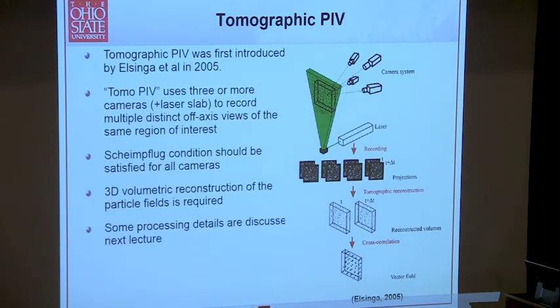Once you have the volumetric volumes, then you perform volume cross-correlation to get your vector field. And so we'll talk about some of the details in the next lecture.